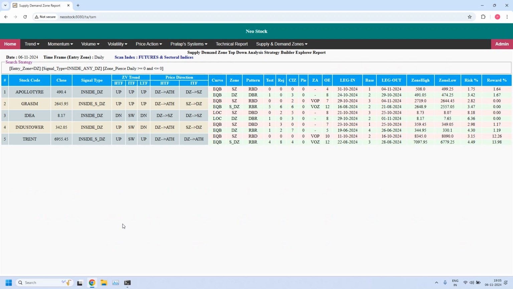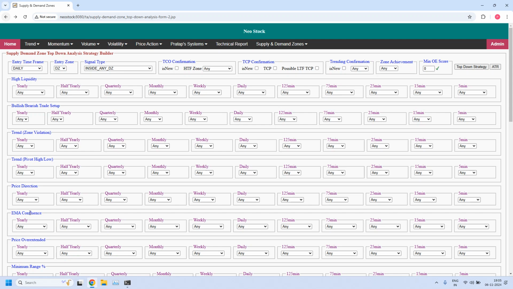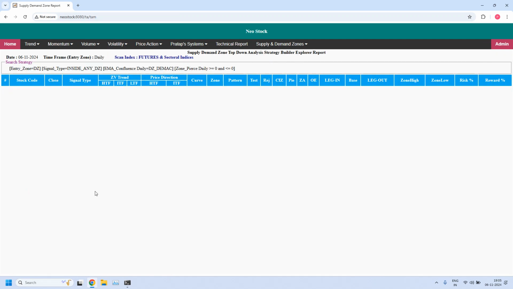Let's check any of these 5 daily demand zones are having daily EMA Confluence. So in the EMA Confluence, a daily time frame, daily demand zone with daily EMA Confluence. No stocks are having EMA Confluence.